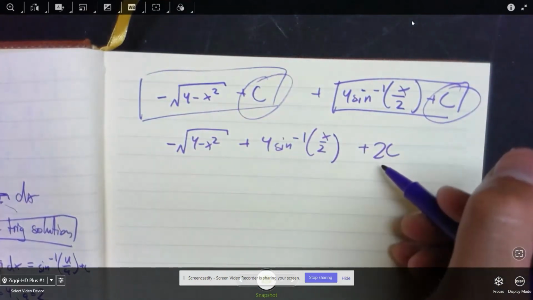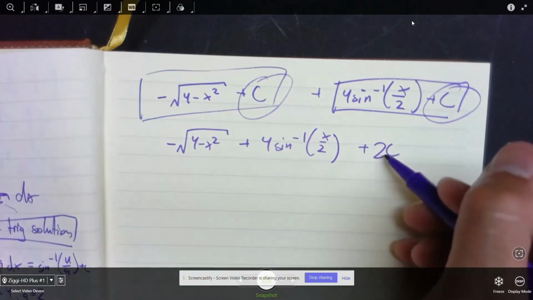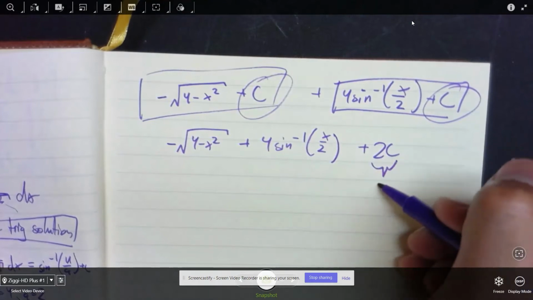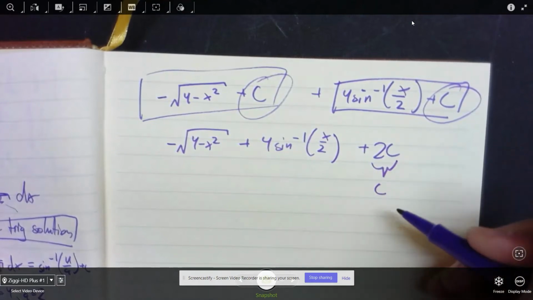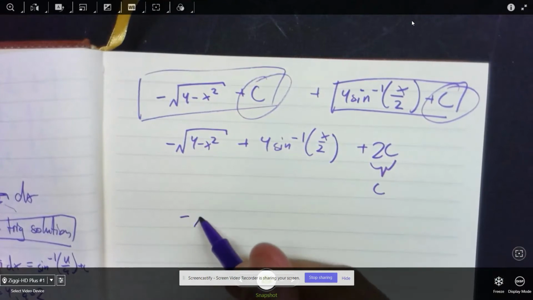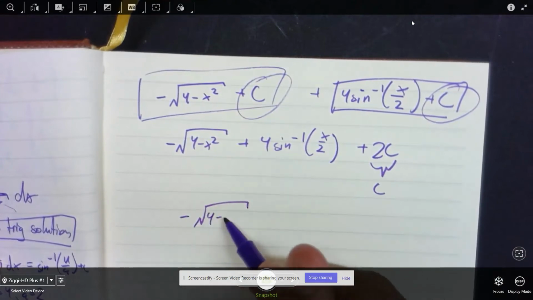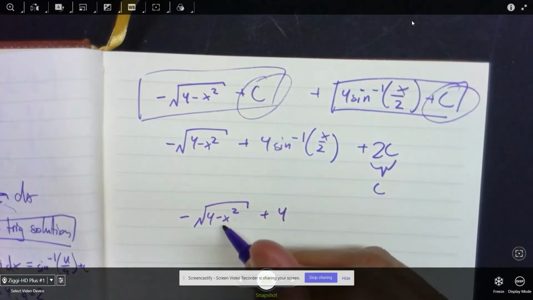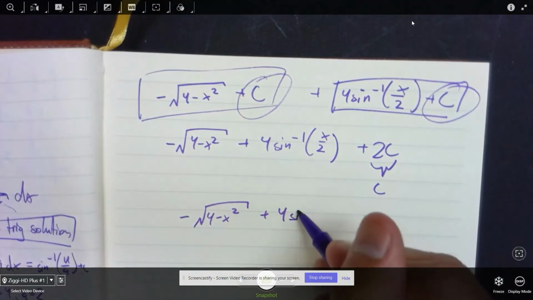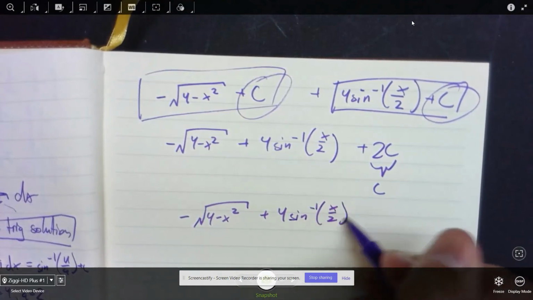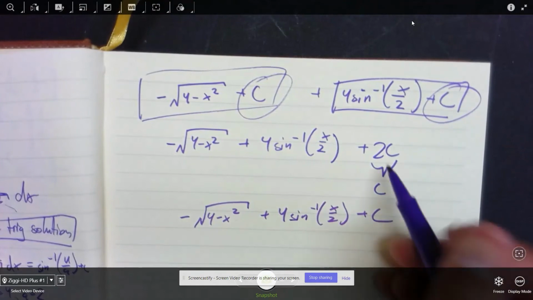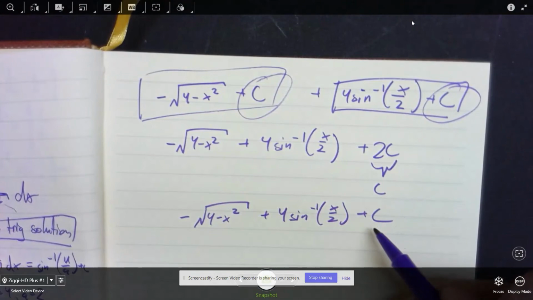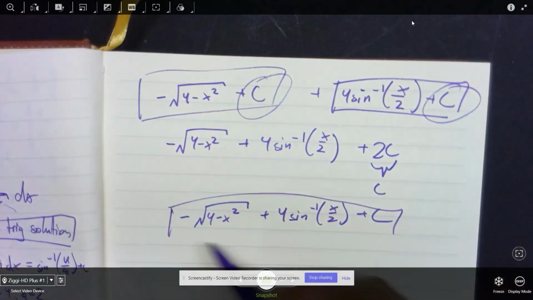Plus 2c. This in itself, because it's just a constant being multiplied by 2, is still going to be some kind of constant. So it's still going to be some constant c. So my final answer would just be this. It's pretty messy here, but this is the most eloquent it'll get. It'll be negative square root of 4 minus x squared plus 4 inverse sine of x over 2 plus a singular constant. Again, 2 times a constant will just be some constant. So we're going to write it as just one giant constant there. And that's your final answer, okay?